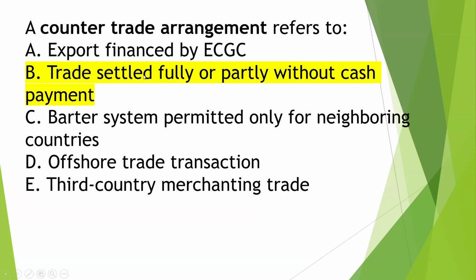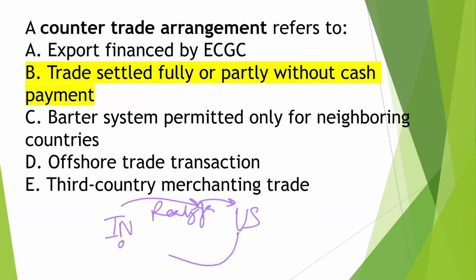Wherever a trade is settled fully or partly without cash payment, like in counter trade, that is counter trade. Suppose India is here, and here is the US. One company is exporting ready-made garments to a US company, and this same company is purchasing some other product from them. Let's say they are giving ready-made garments to one company, and the same company is giving high quality leather jackets to the Indian company. In this way, we will say it's a counter trade arrangement. The Indian company agrees to purchase another item from them. So in counter trade, if one country is exporting to another country, they will also import something from them, and that is called counter trade.